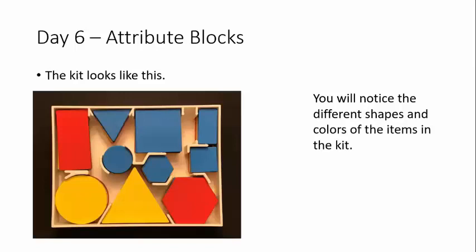When you take the top off of the kit, it looks something like this. You'll notice different shapes and colors of the items in the kit. So just looking at what we see here, we see a large rectangle and a small rectangle. We see two sizes of triangles. We see a large square and a small square. We see a large circle and a small circle. We also have a small and large version of the hexagon.